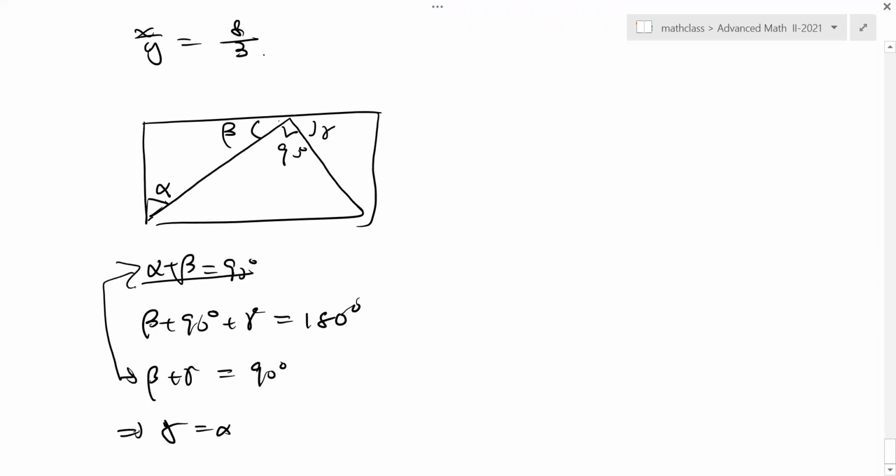Okay, so that's why this must be beta. If that is alpha, then this must be beta because alpha plus beta is 90 degrees. That is the key idea. Then you have three similar triangles at different sides.